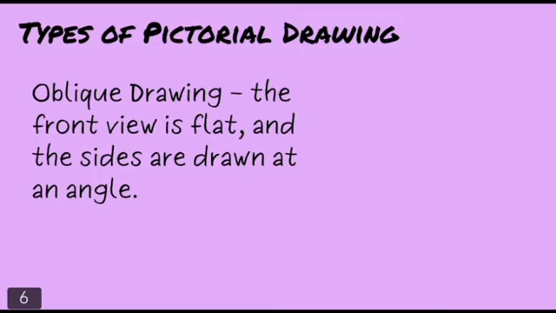Second is the oblique drawing. The front view is flat and the sides are drawn at an angle. Usually 30 degrees, 45 degrees, or 60 degrees. The depth can be full, half, or reduced depending on style. For example, when you draw a table where the front looks normal but the sides stretch back at a slanted angle, that is an oblique drawing.